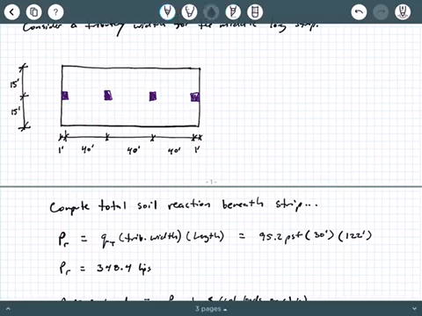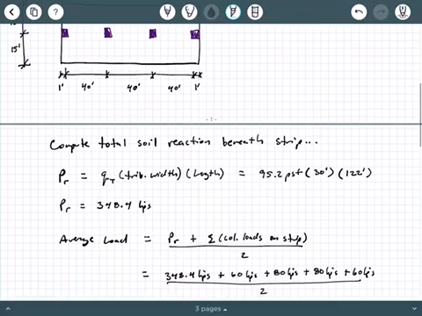So the first thing we're going to do is compute what's called the total soil reaction beneath the strip that we're interested in, okay? And I'm going to call that P sub R. And we're going to say P sub R is equal to Q sub T that we just calculated, times the tributary width, times the length of the strip, okay? And that's why we're saying 95.2 PSF times 30 feet times 122 feet. And when you punch all that through and you convert to kips, you get 348.4 kips. And again, that's called the total soil reaction beneath the strip, okay?